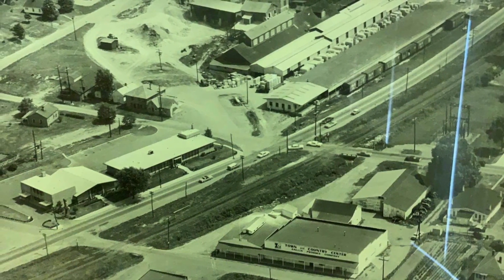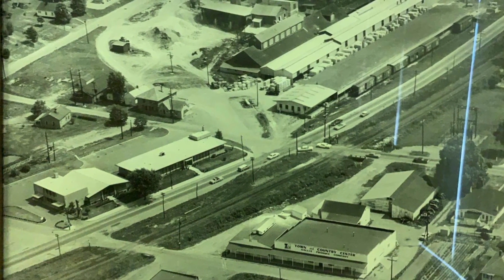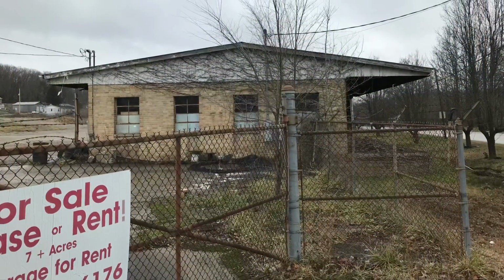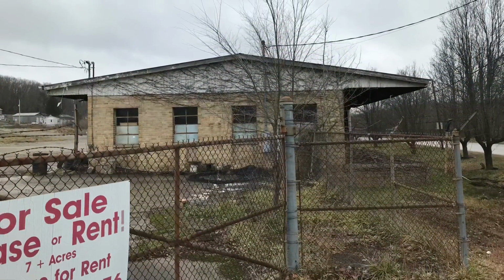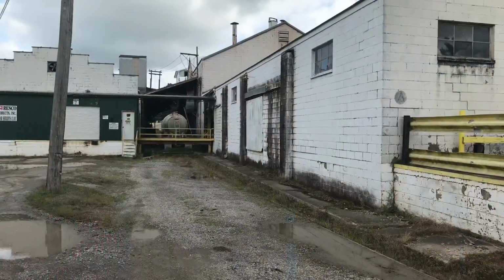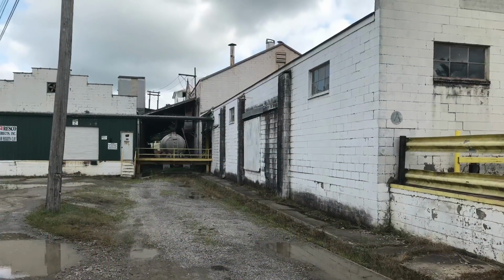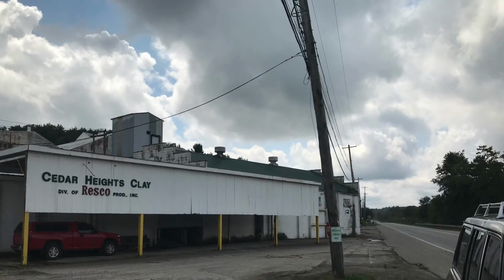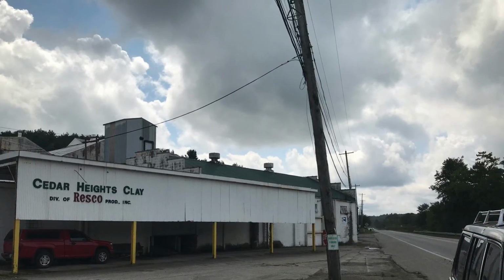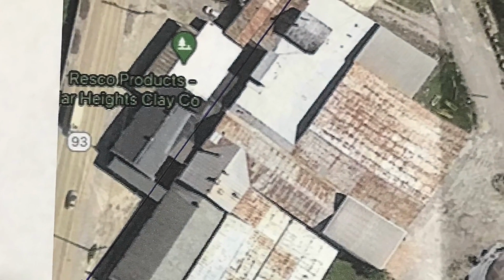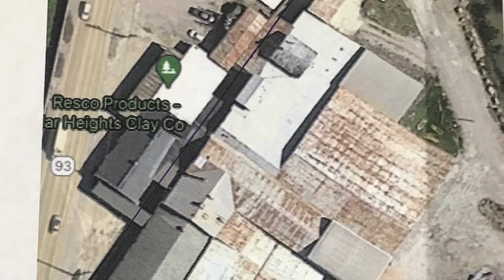This is Davis Fire Brick, later in life. You see all the box cars at the loading spur there. This is what's left. The only building left is the old machine shop. Cedar Heights Clay, some recent pictures. Aerial view, very interesting roof line. Most of this has to be in the backdrop though.